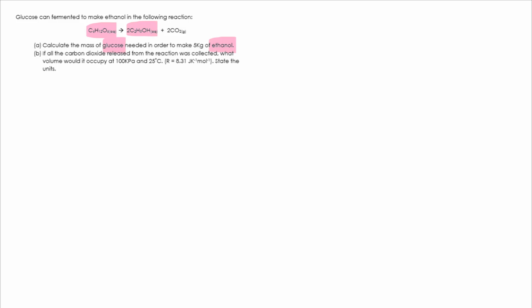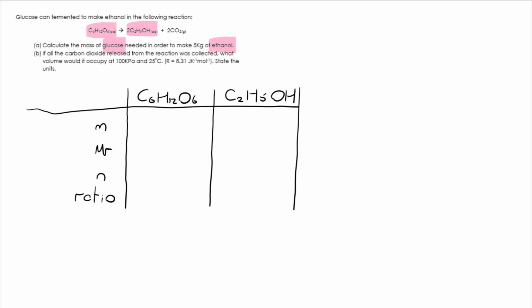So we identify what we know and what we want to know. In this case, glucose and ethanol. We put those into the table, as always, and then we start to substitute the figures in. I am converting kilograms to grams. We've got 5,000 of them. We're going to divide that by the Mr, which is 46 for ethanol, taking us to 108.7. The equation tells us that 1 mole of glucose makes 2 moles of ethanol, so my mole ratio is 1 to 2. And that means I can take that ratio through to the number of moles, and it's going to be 54.35 moles of glucose.